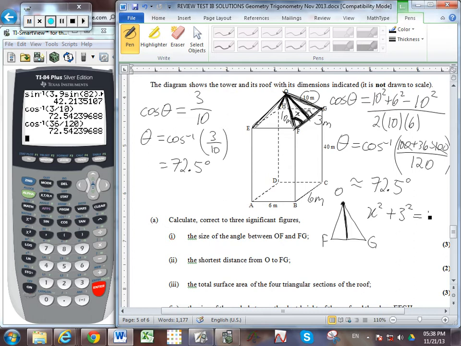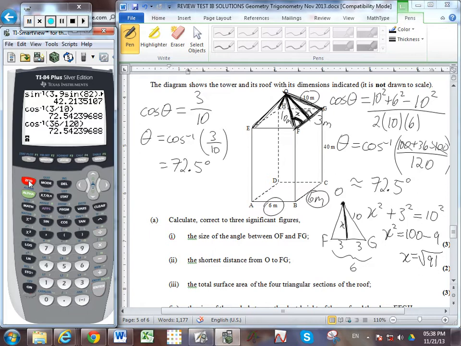x squared plus 3 squared equals 10 squared. I'll just note it here. There's the 10, there's the x, here's the 3, because we've got a total of 6 as indicated down there, right? Square-based cuboid. So x squared will equal 100 minus 9, and that means that x will be equal to the square root of 91.